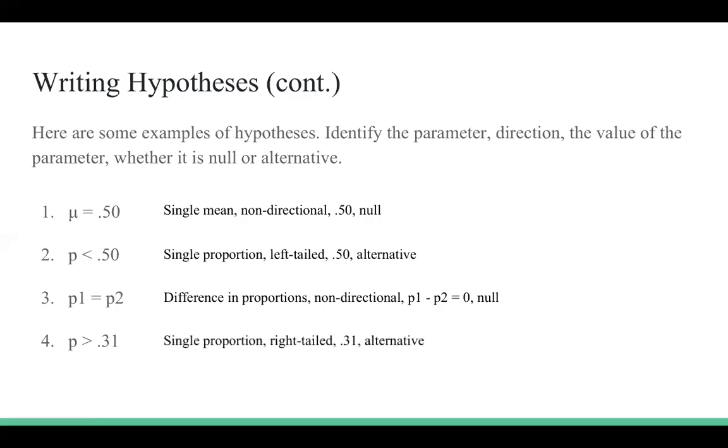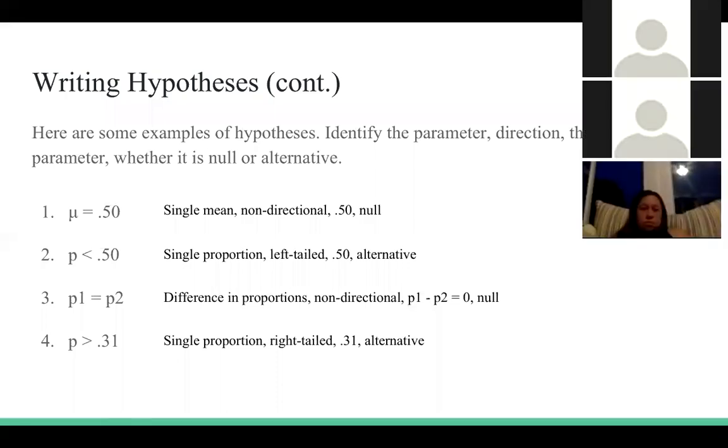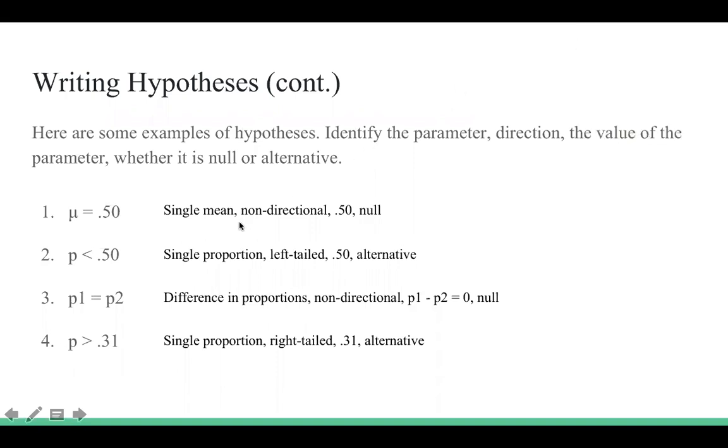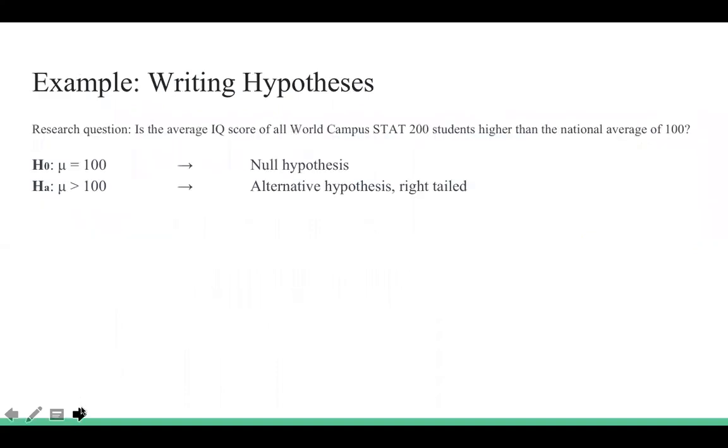The last one is a single proportion because we're using p. This is a right-tailed test because we're using a greater than sign. 0.31 is our hypothesized parameter, and this is an alternative hypothesis since we're using a right-tailed test.